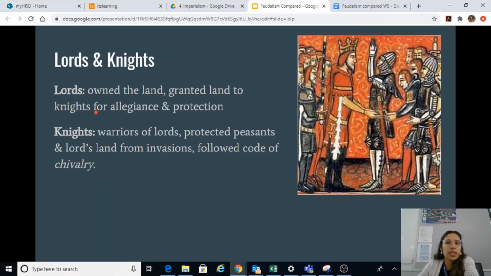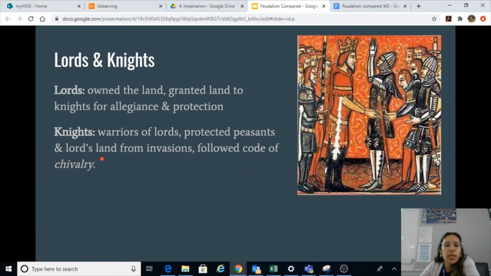So let's take a closer look at our lords. Our lords are going to own the land, so they're wealthy landowners. They're going to grant land to the knights in order for loyalty and protection. And then our knights are that warrior class that are going to serve the Lord, and they're going to protect the peasants. And the knights are following a code of chivalry.